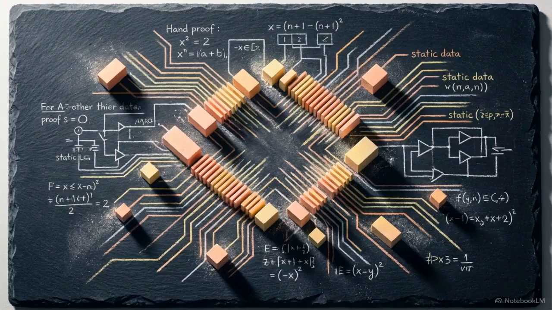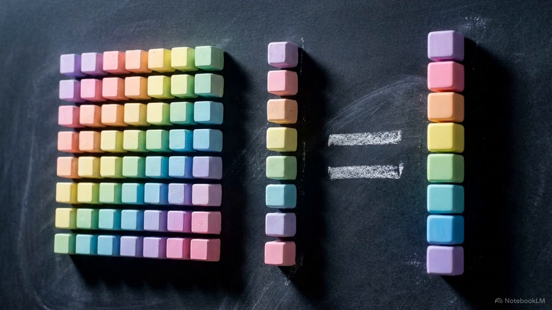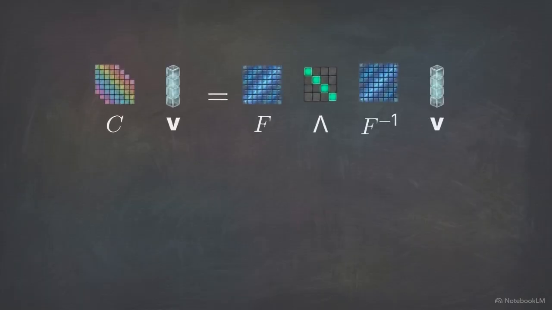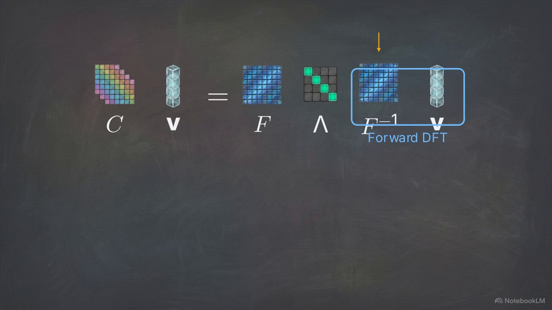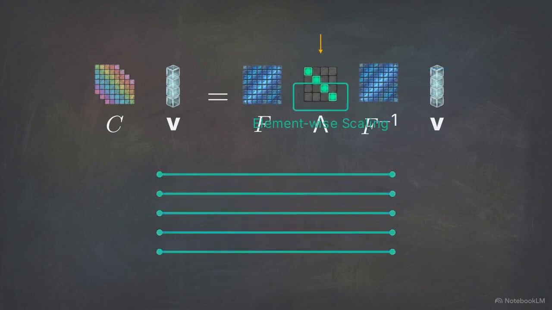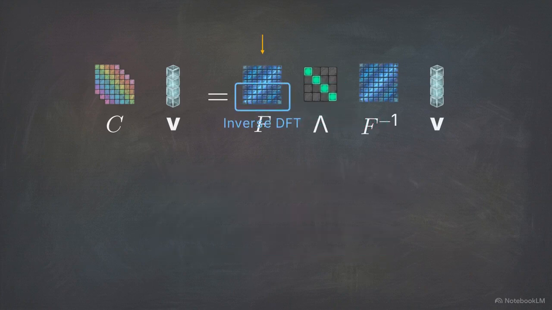This returns us to the practical engineering application, cyclic convolution. Convolution is mathematically identical to multiplying an input vector by a large circulant matrix. Substitute circulant matrix C with its Fourier decomposition. Tracing right to left, multiplying by F inverse projects data into the frequency domain. At lambda, the dense convolution collapses into simple element-wise multiplication by eigenvalues. Finally, the leading F matrix maps the solution back to the time domain.